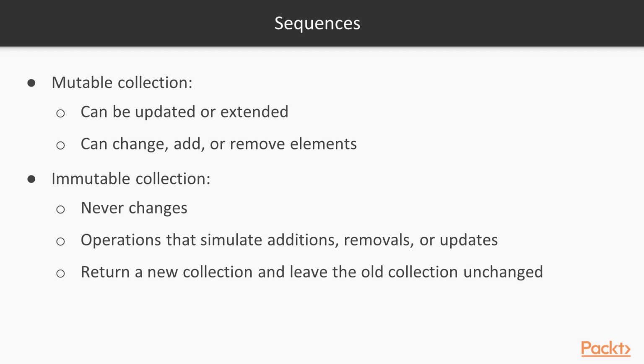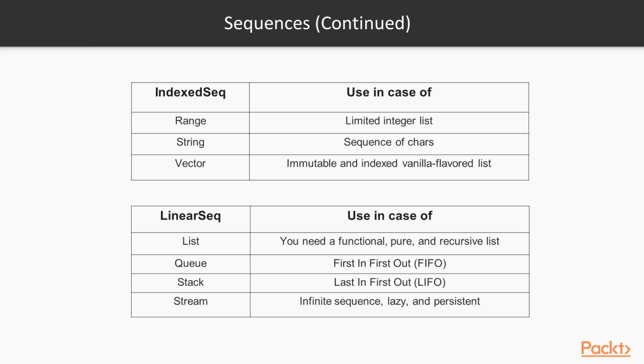Mutable collection can be updated or extended in place so we can change, add, or remove elements of a collection as a side effect. Immutable collections never change, so we still have operations that simulate additions, removals, or updates, but in each case return a new collection and leave the old collection unchanged. In the case of indexed sequence, the table gives the details. In the case of linear sequence, this is the information.